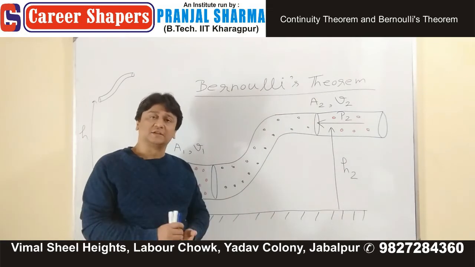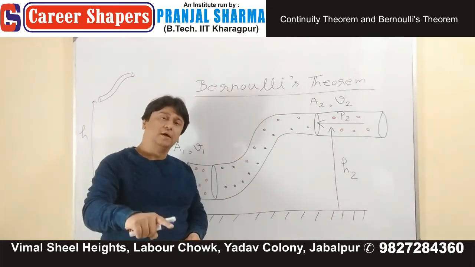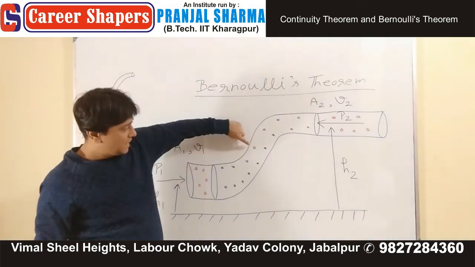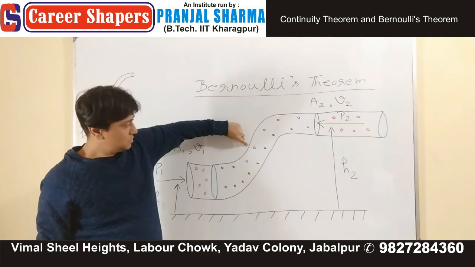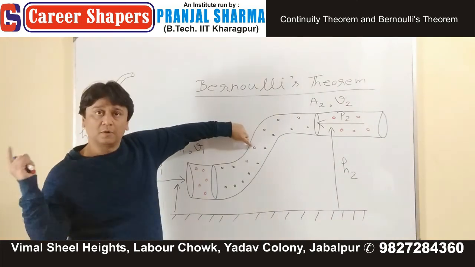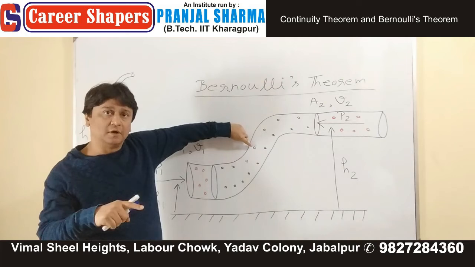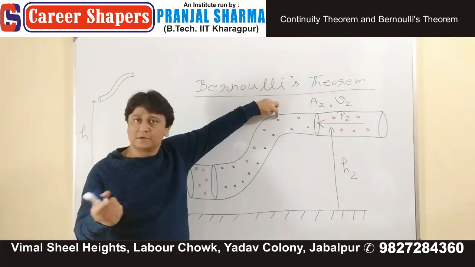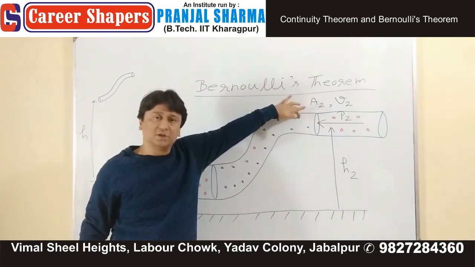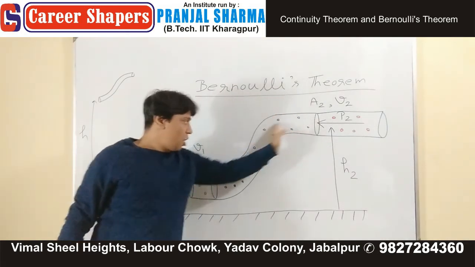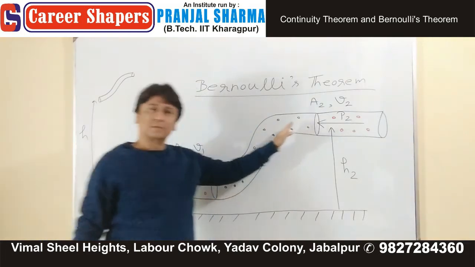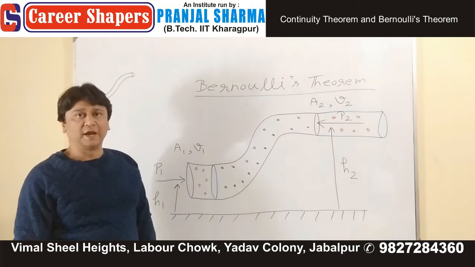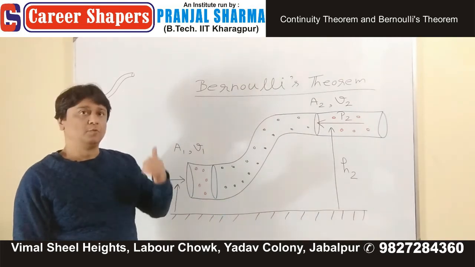Continuity theorem tells us that cross-sectional area multiplied by speed is a constant. At this cross-section, whatever is the speed before and after, they are what? Same. At this cross-section, same thing. At this cross-section, same thing. So in the common portion, during the entire process, no change takes place. We can say this.